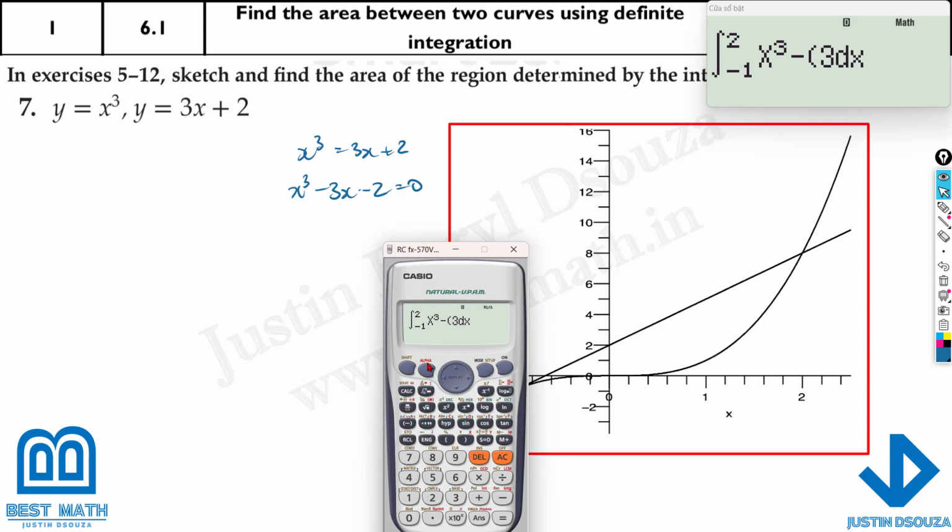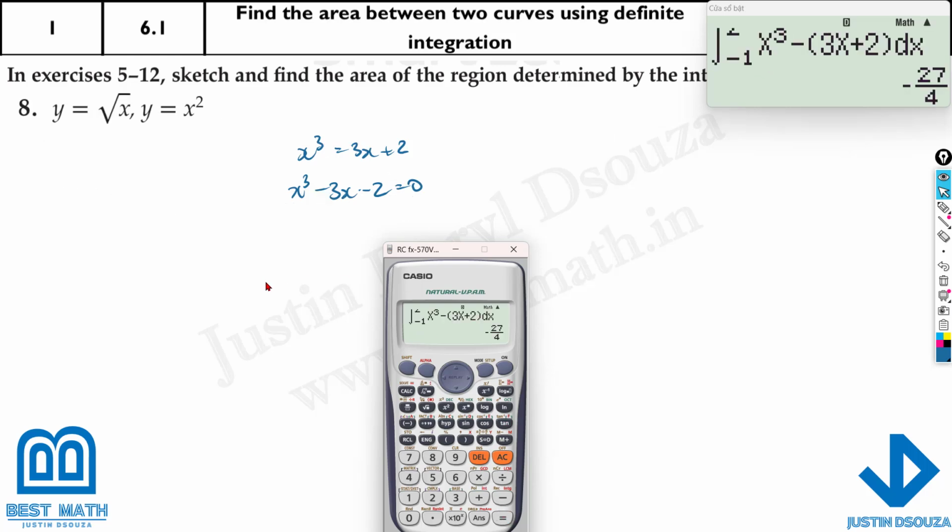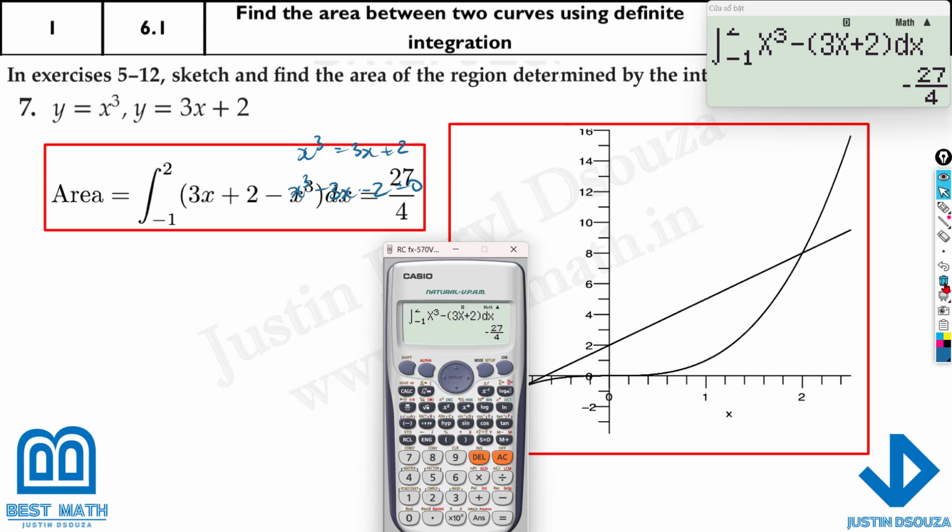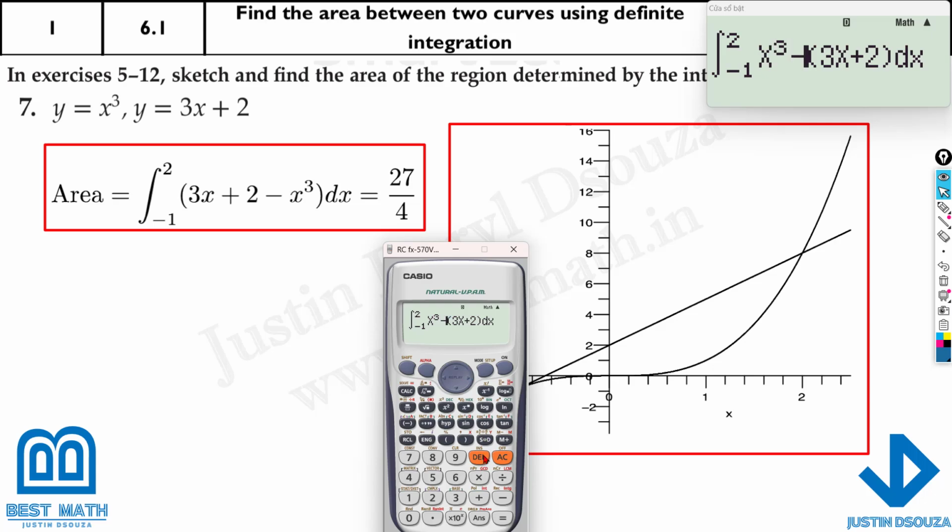Minus 3x plus 2. Now here, if you had not written the bracket, what happens is only 3x becomes minus. Then this will be positive 2, which is wrong. If you multiply the minus, it's minus 3x minus 2. So brackets are very important. So it's minus 27 by 4. See, the answer is 27 by 4. Why did we get it wrong? Because we have chosen this wrongly. So in fact, even over here in the graph, you can see the linear function is above. So up minus down. What is down? It's x cubed. So that's the correct answer. I hope this is clear.